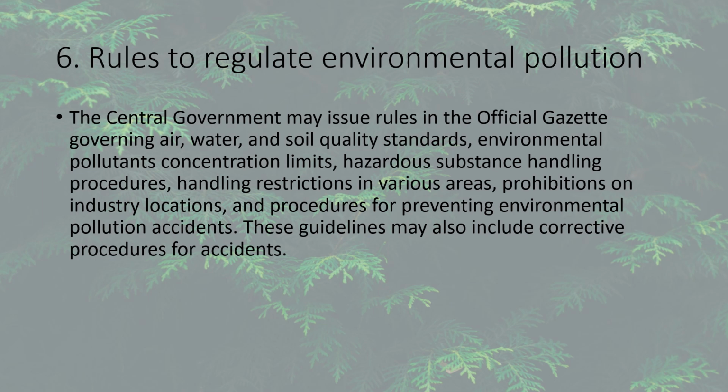Now, rules to regulate environmental pollution. What are the rules to regulate environmental pollution? Here it says that the central government may issue rules in the official gazette governing air, water and soil quality standards, environmental pollutants, concentration limits, hazardous substance handling procedures, handling restrictions in various areas, prohibition on industries, locations, and procedures for preventing environmental pollution accidents. When we are talking about these guidelines, we also include corrective procedures for accidents.